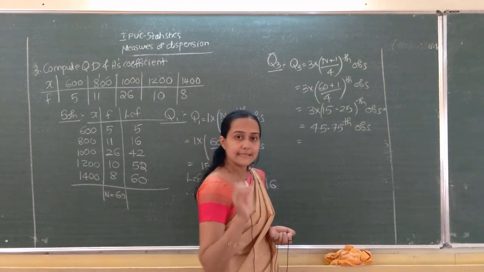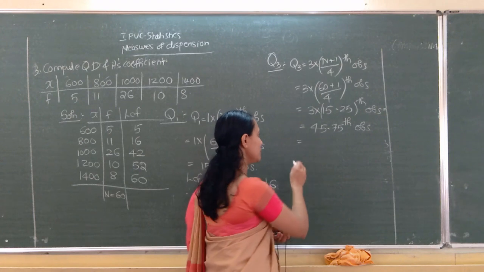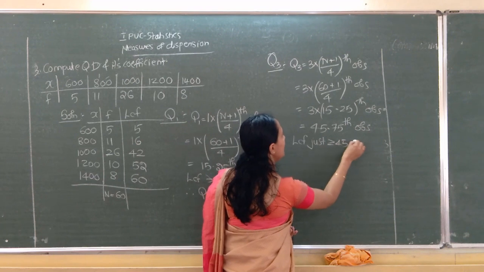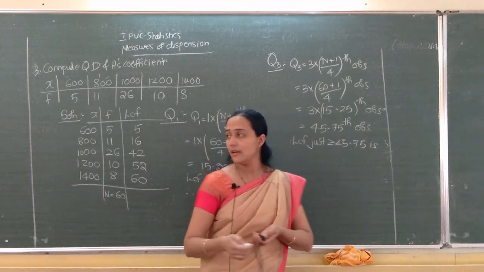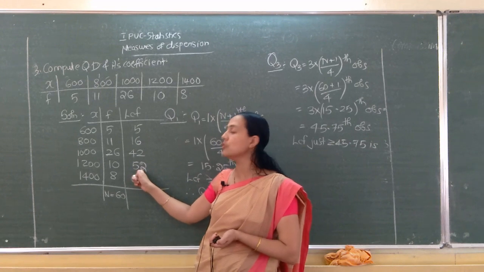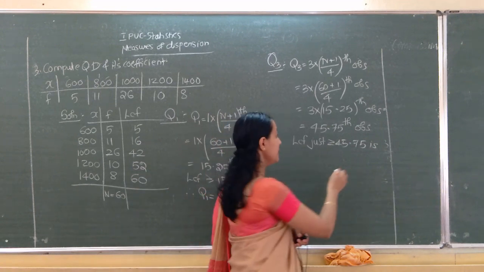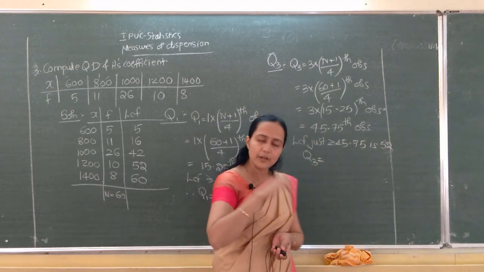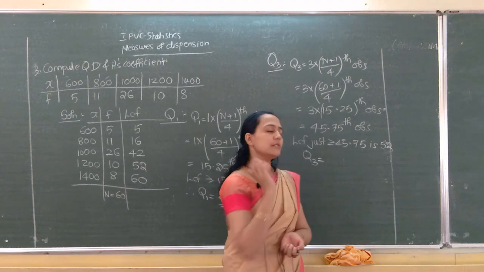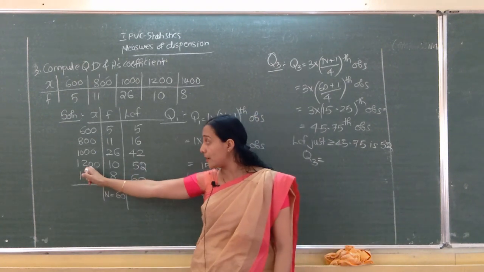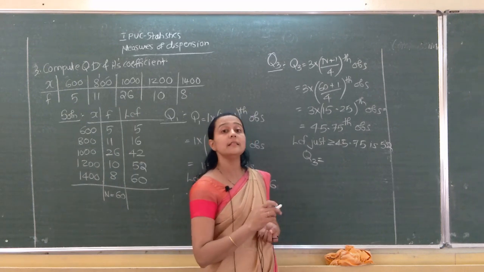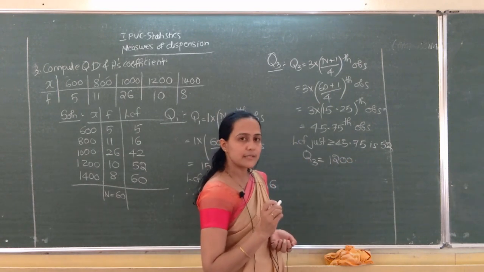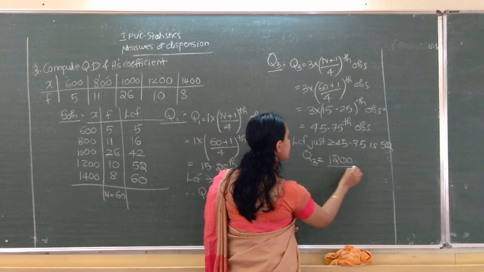45.75th observation, less than cumulative frequency just greater than or equal to this one. LCF just greater than or equal to 45.75 is which one? Greater than 45.75, yes 52, correct na. 52 is not our Q3, Q3 is the x value which is corresponding to this 52. The corresponding x value is 1200, correct na. So, Q3 is 1200.